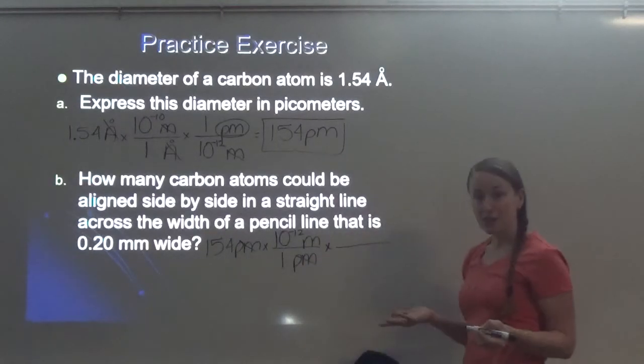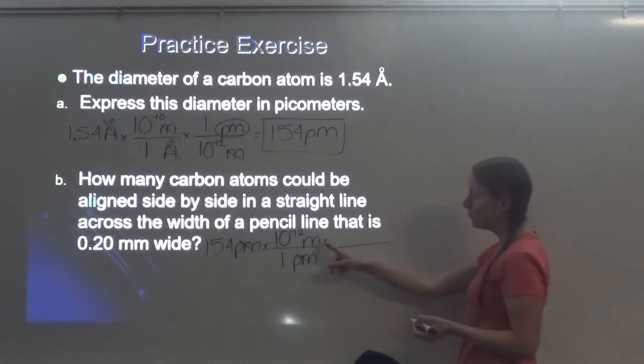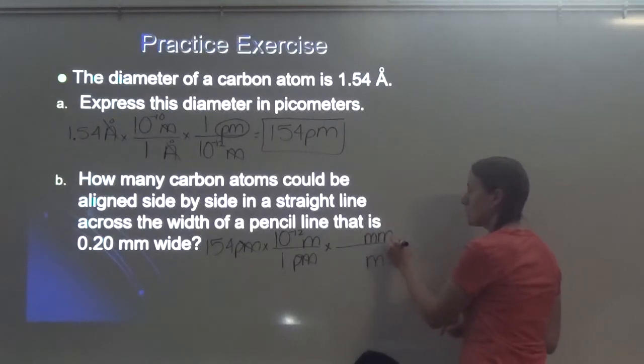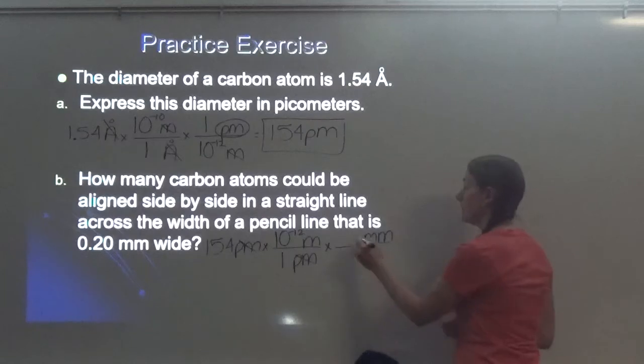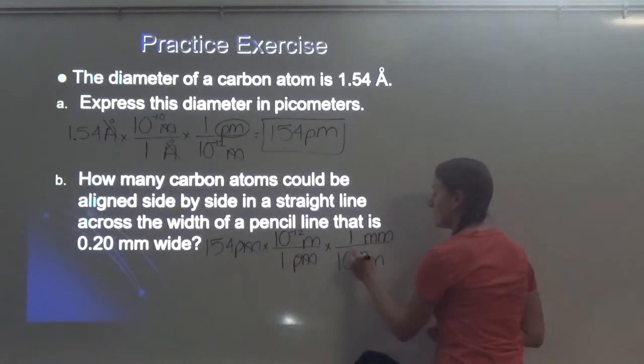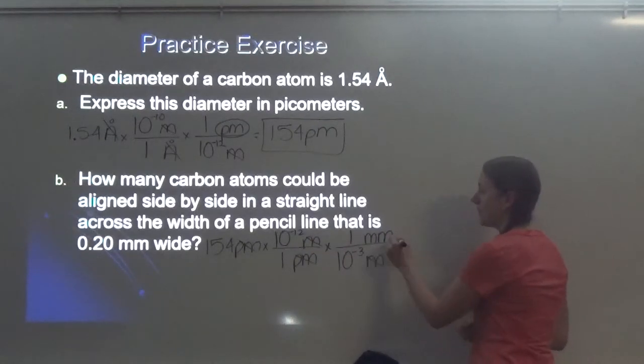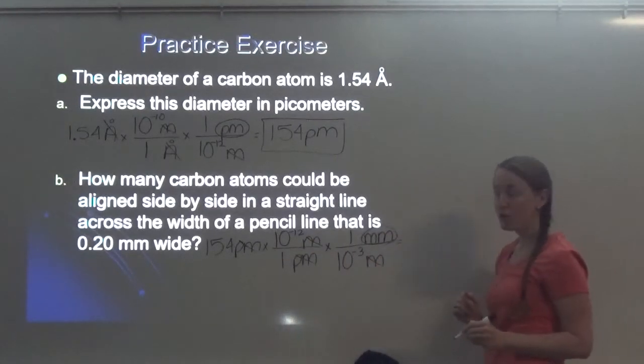So I've got to have another step. So I follow my golden rule. Meters has to go on bottom. I'm trying to get to millimeters. And so then 1 prefix unit, or 1 millimeter, equals, if you look at milli, it's 10 to the negative 3 meters. My meters cancel. I'm at millimeters, so I'm ready to solve.